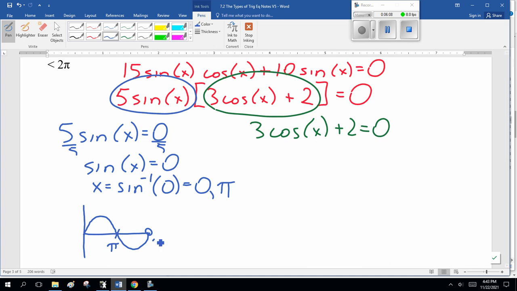Why not 2 pi? Because my domain is less than 2 pi, and that will be a standard trig question. So that will be a distractor.